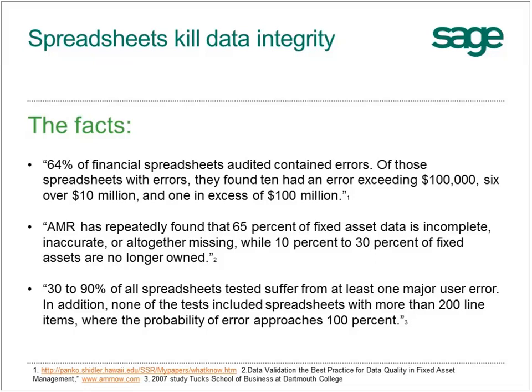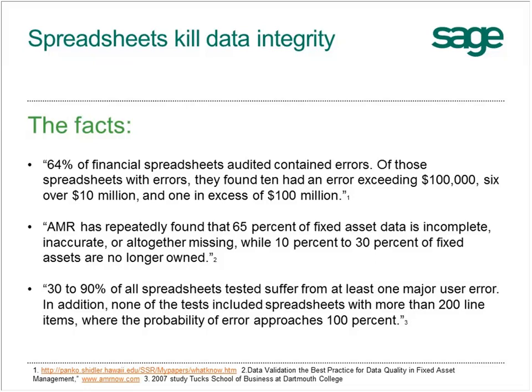This here is some information from industry-specific organizations, and in here, the American Asset Management Resource Organization determined that 65% of spreadsheets were incomplete, inaccurate, or altogether missing asset data. And on the low end 10%, on the high end 30%, of the assets were ones organizations no longer owned.